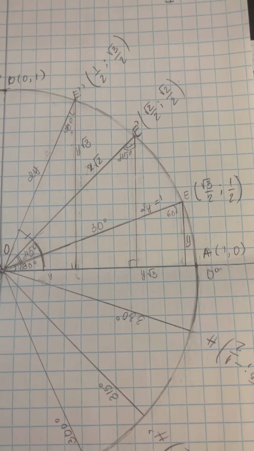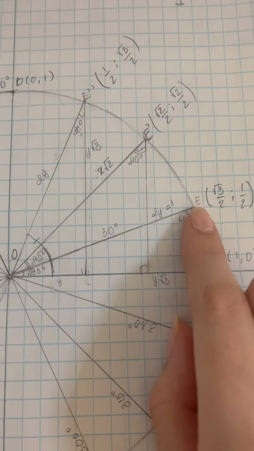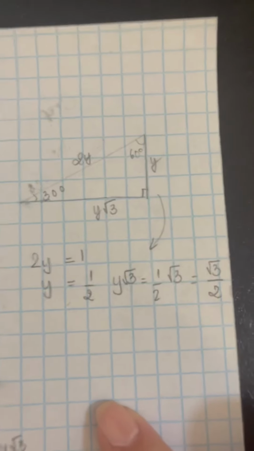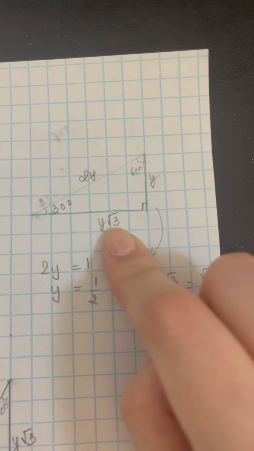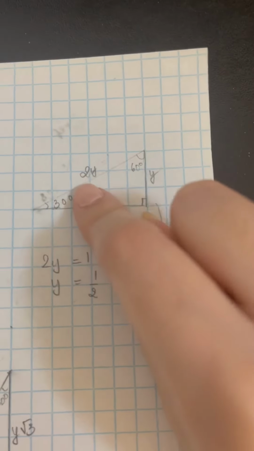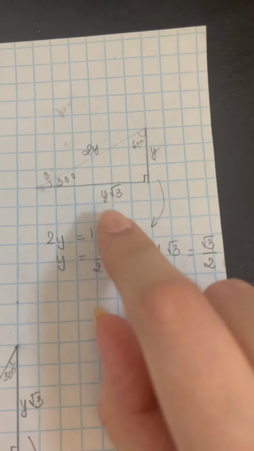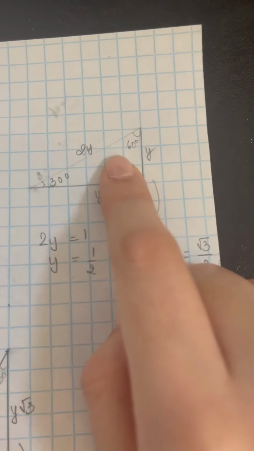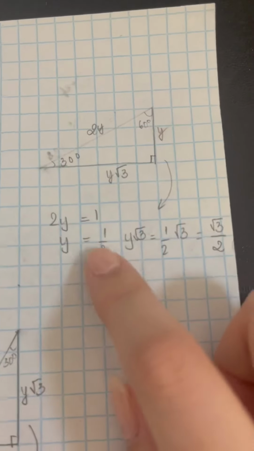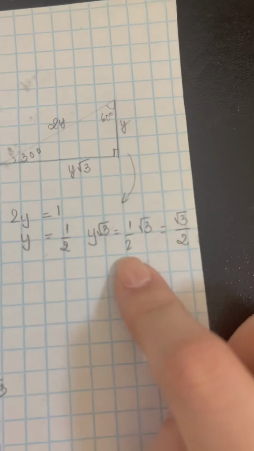To find the coordinates of each triangle, I draw out the triangle on paper. The first one, the E triangle, has 30 degrees. So this is the drawing of this triangle. To find the coordinates, we have to find y and y square root of 3. We know that the hypotenuse of this triangle is 2y, which equals 1, because the hypotenuse equals the radius of the circle, so it's 1. So y equals 1 over 2, and y square root of 3 equals 1 over 2 square root of 3.